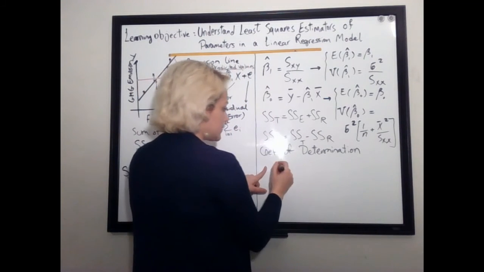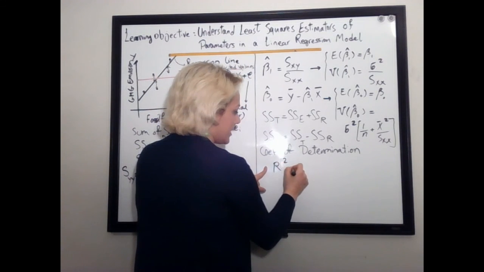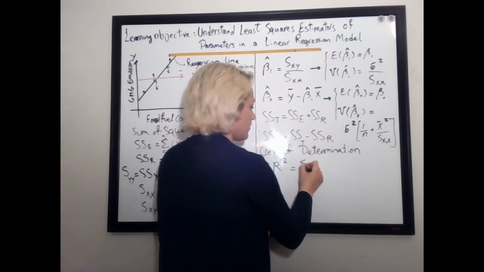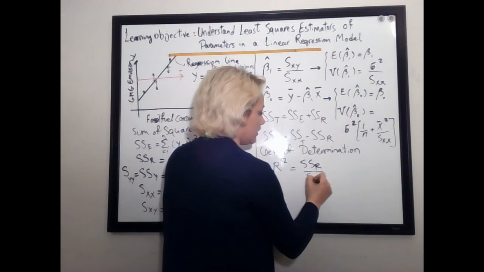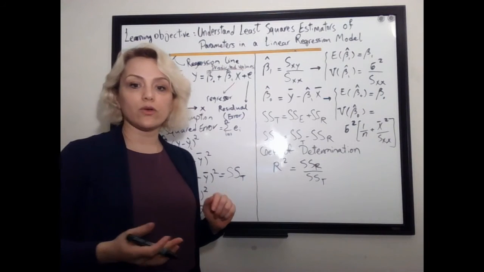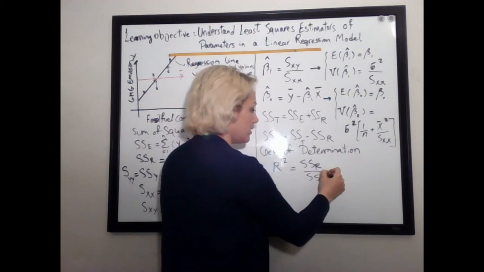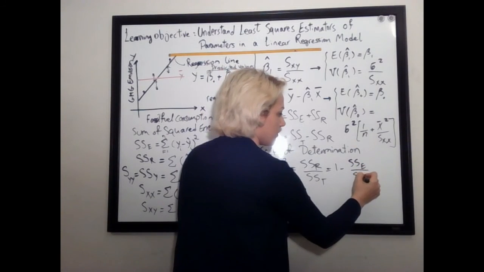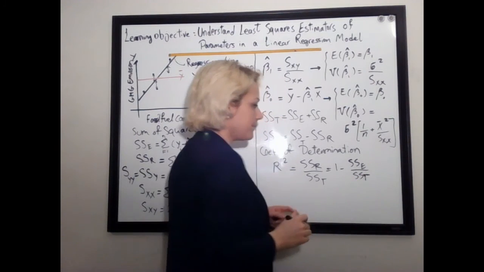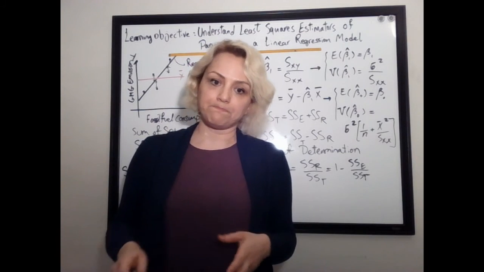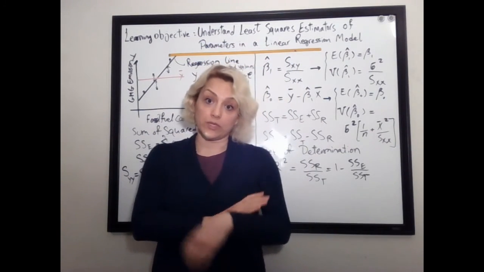So for this one, our R square is equal to sum of squares of the regression divided by the sum of squares of the total. Or if you want to use the sum of squares of the error, it's equal to 1 minus sum of squares of the error divided by the sum of squares of the total. Okay, so that's the coefficient of determination, to say whether our model is good or not.